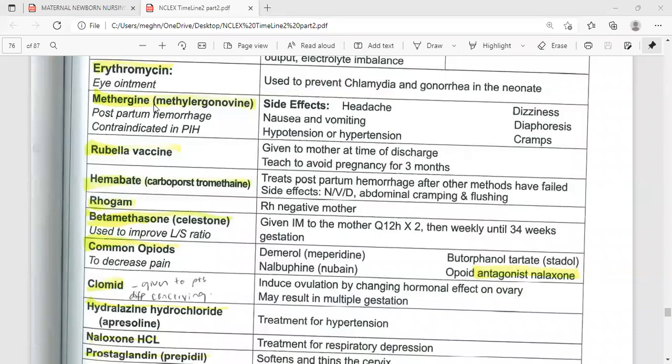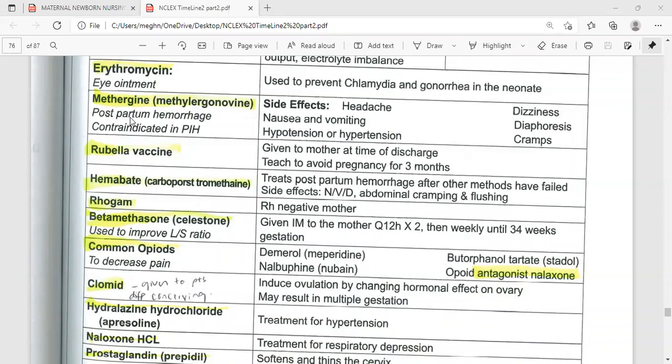Another drug we use is Methergine, used for postpartum hemorrhage. A contraindication of Methergine is if the patient has pregnancy-induced hypertension. It is good not to use it. This medication is used after childbirth to help stop the bleeding from the uterus.